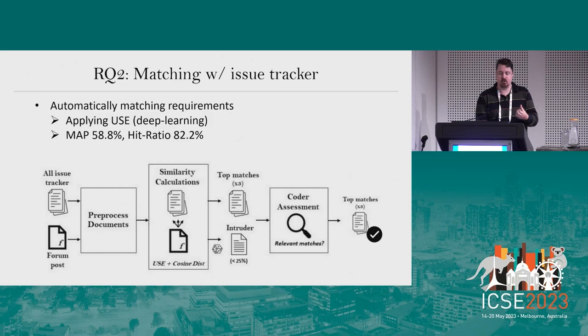a similar requirement. So for each forum document, what we did is we took the top three documents, we evaluated them, and we found that we were, with promising accuracy, able to find matching requirements between the user forum and the issue tracker.